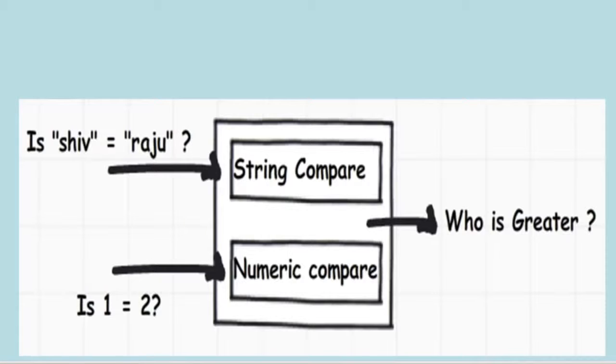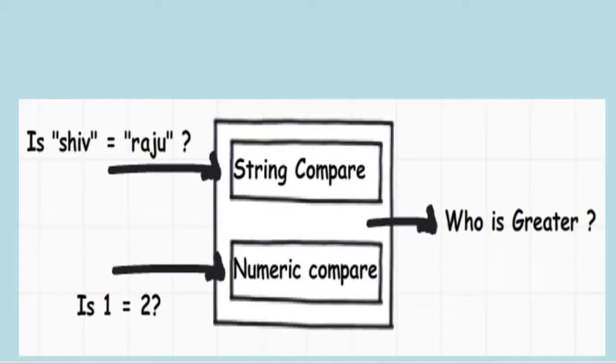So for example, you can have a string input and it will actually do a string comparison to check if the strings are equal or not. In the same way, you can have a numeric input and then the compare function will actually do a numeric check to see if both the numbers are the same, if they are equal or not equal. Tomorrow more data types can come in.